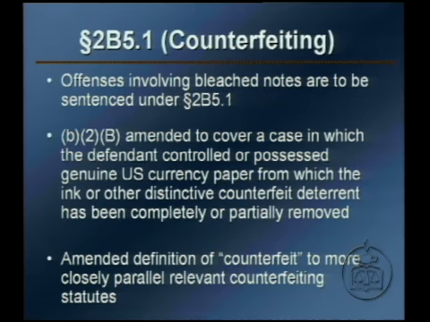Now, you will see specific language that was added to the specific offense characteristic at (b)(2)(B). There's an additional subsection that provides for a 2-level increase if the defendant possesses or controls genuine U.S. currency paper from which the ink or other distinctive counterfeit deterrent has been completely or partially removed. So this addresses that issue of the bleached notes and provides for that 2-level increase. Additionally, the Commission, in making this clarification, amended the definitions of counterfeit to more closely parallel the statute. So that's also something to be aware of at that guideline.